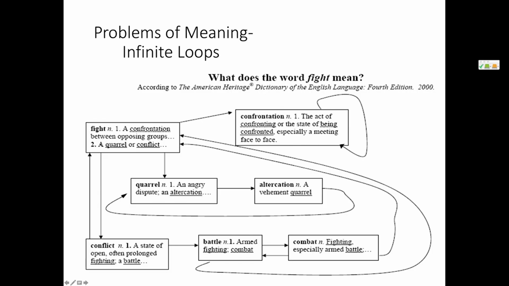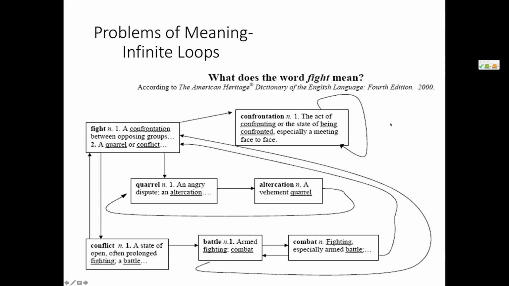Okay, if we go here, well, it's maybe a conflict. Let's look up conflict. Oh, how about that? Back to fight. Okay, battle, fighting, back to that. Okay, combat, fighting, especially in armed battle. Okay, confrontation, the act of confronting or the state of being confronted, especially a meeting face to face. Okay, what the heck does this, the act of confronting or the state of being confronted, does that help you with confrontation?